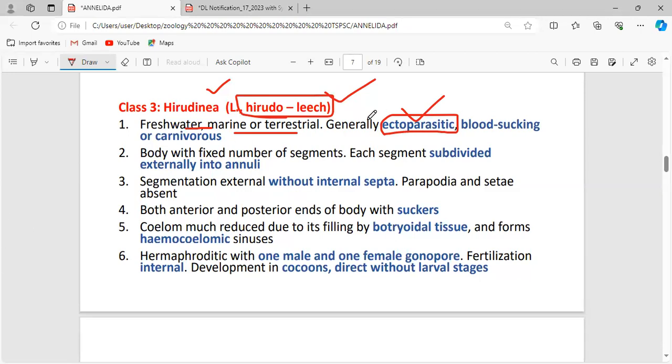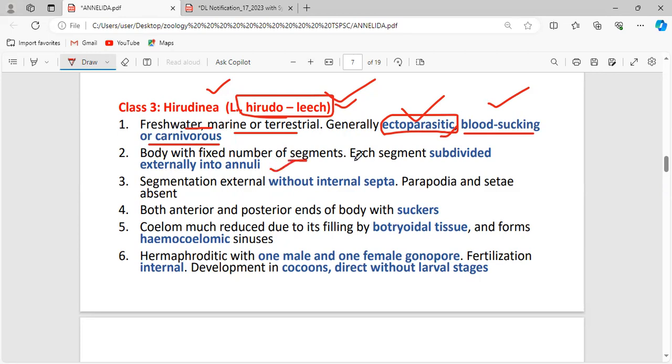We can watch this type of leech in many of the movies, when the laborers work on the tea estates. Generally, it is very common in the hill stations. When they finish their work and come back, they have to spend time taking these leeches off their legs, hands, and wherever else they are. So it is very common in those areas. Generally ectoparasitic, blood sucking, or carnivorous. These are all the characteristics of this particular leech.